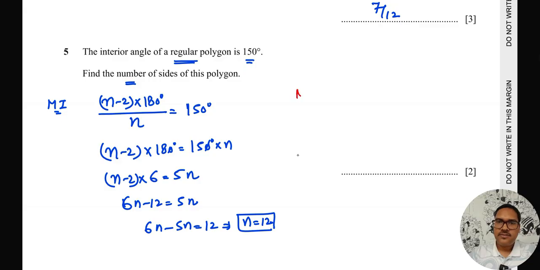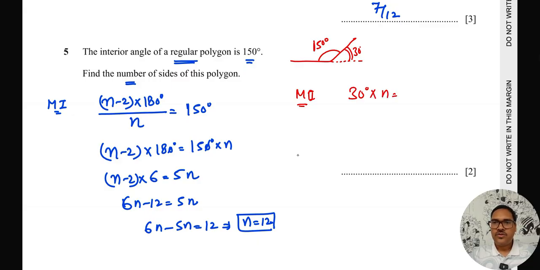Otherwise, what you can directly say is, see, this is the interior angle of a polygon, which is 150 degrees. So what will be the exterior angle? The exterior angle will be 30 degrees. And we know the sum of all the exterior angles of a polygon is always 360 degrees. So we can say 30 degrees into n number of angles should be equal to 360 degrees. So what is n? n equal to 360 degrees divided by 30 degrees, which you can clearly see is equal to 12.